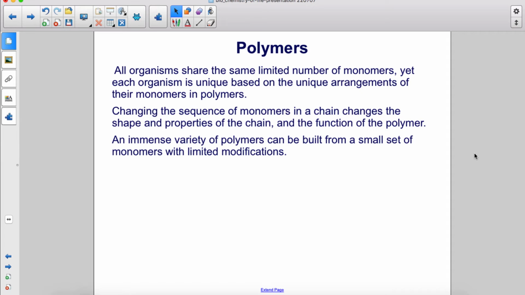All organisms share the same limited number of monomers, yet each organism is unique based on the unique arrangements of their monomers in polymers. Changing the sequence of monomers in the chain changes the shape and properties of the chain and the function of the polymer. An immense variety of polymers can be built from a small set of monomers with limited modifications.